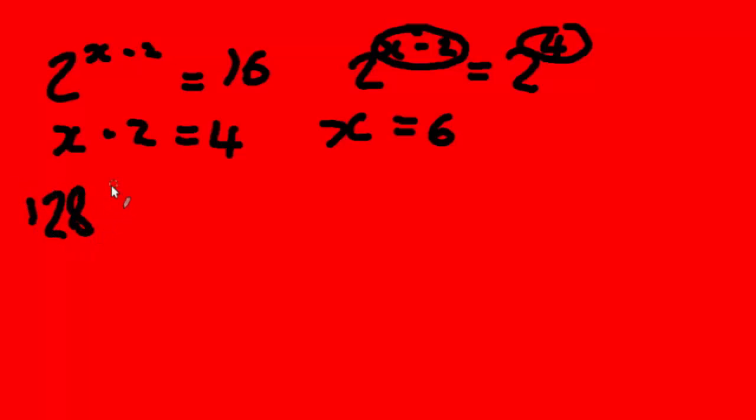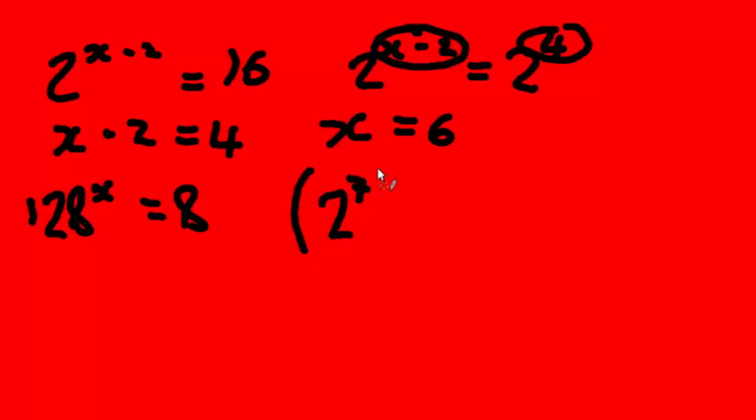Same for this one. 128 to the power of x equals 8. Very, very difficult until you write them both as powers of 2. And this is why powers of 2 are really, really useful to know. Okay, so 128 I believe is 2 to the power of 7. If you're unsure of that, just quickly do it on your fingers, yeah?